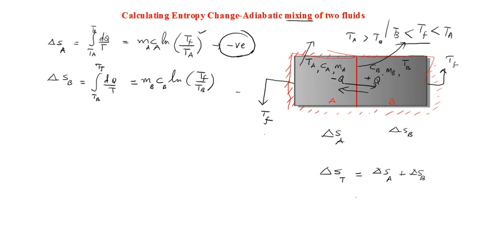So this one will be a positive entropy change, and you can logically check why it should be so, because A has lost some heat. If heat is lost, the entropy should decrease, and B has gained the heat, so its entropy should increase. So that is why one is positive and the other is negative. So what will be delta S total? After calculating these two using these equations, you can calculate delta SA plus delta SB.